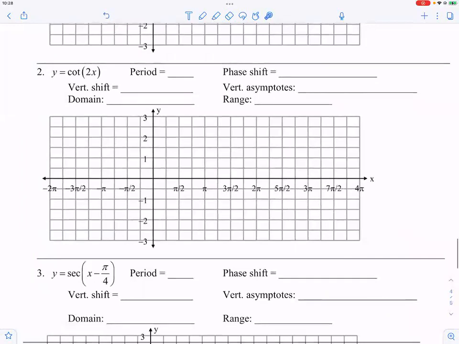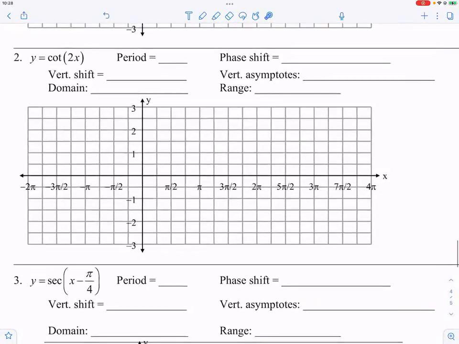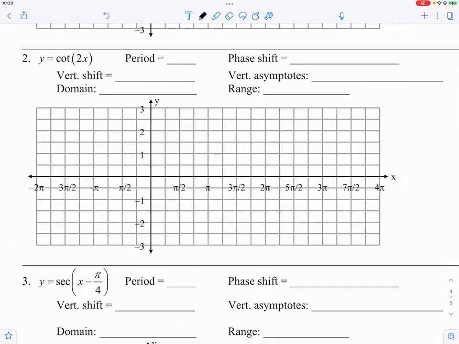Let's go ahead and do question 2 on the worksheet. Okay, question 2 on the worksheet. So let's look at a few things. We can tell the period. What's the period in this case? Pi over 2, because the b value is 2. Okay, that's the b value. B is 2, so pi over 2. Phase shift, none. Vertical shift, also none.